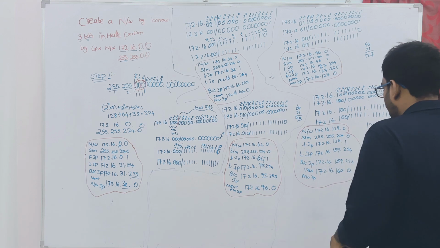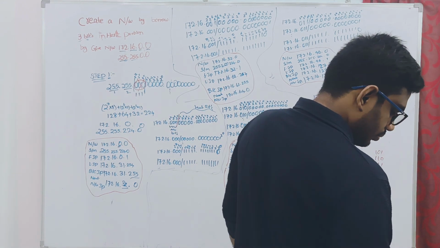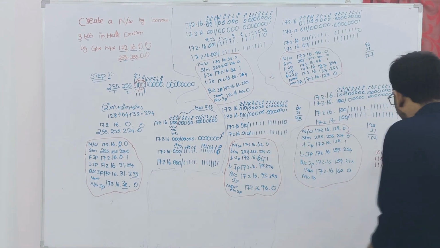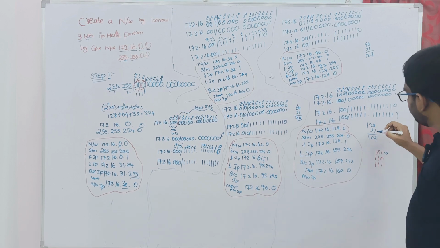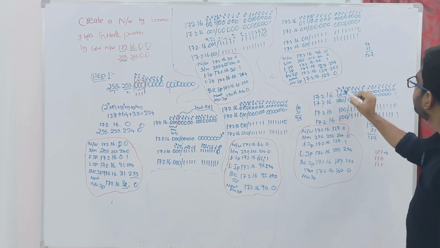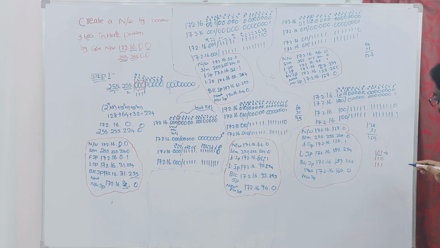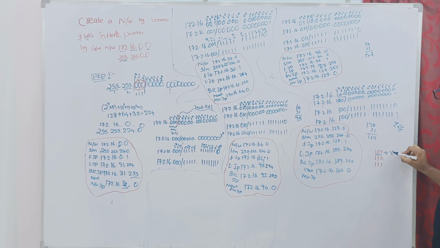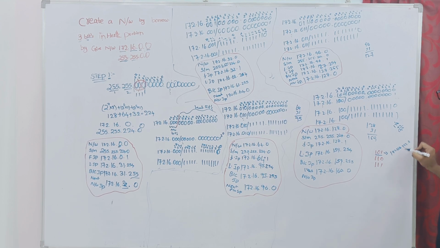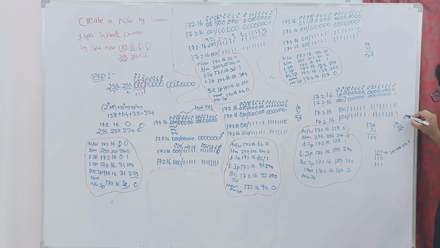I will write it here. So this is the network, which means in this 3 bits, next 101 will come. So what is the network? 128 plus 64, 192. So you have to find the network of 172.16.192.0.